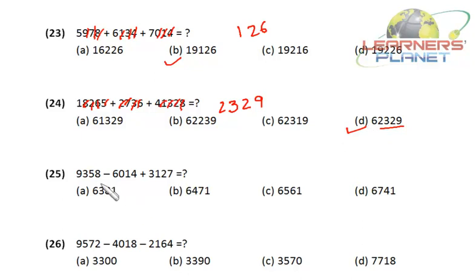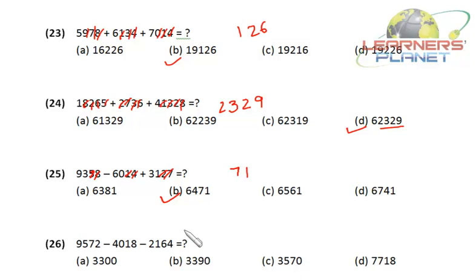Now let's do this. It's 8 minus 4, 4 plus 7, 11. I write 1 and the 1 will be carried. 5 plus 1, 6. 6 minus 1, 5 plus 2, 7. 71. We are getting 71 as the last two digits only in this option, so no need to check further. 6471 will be the correct choice.